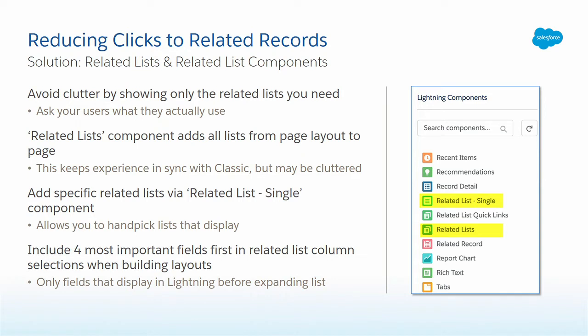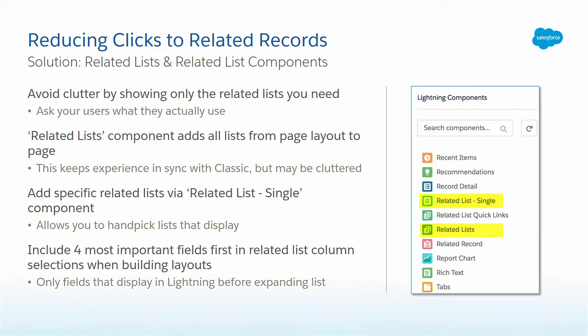So this can be pretty cluttered, and it may be a better option to look at the related list single component. What this is going to do is allow you to handpick the list that you want to put on your page. You can put different lists in different areas of your page, and you can show users just what they need. So that's often a better option.